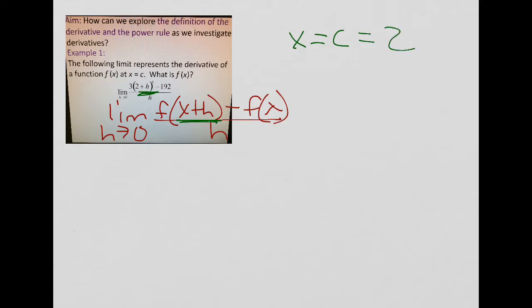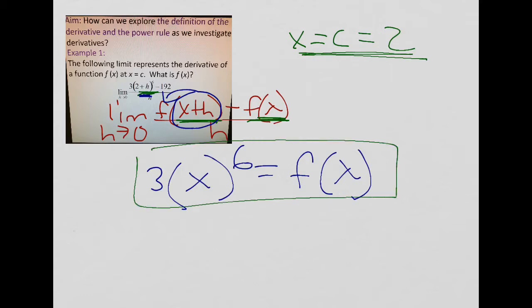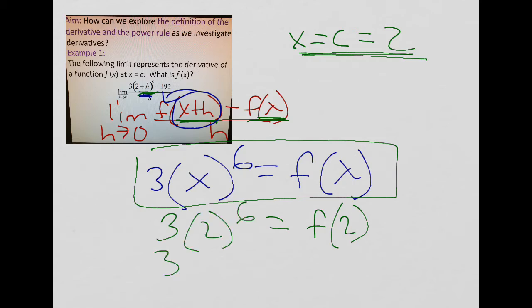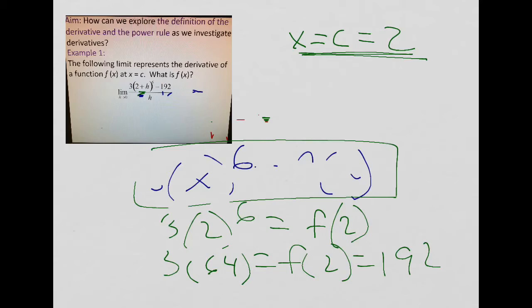And then you should notice, wait a minute, I have to plug this into the function. Well, it looks like I'm plugging 2 plus h into a function of x, and this would be the function, okay? And this is f of x. Well, if x is 2, okay, then this makes sense. This is f of x, because f of 2 is 3 times 2 to the 6, which will multiply out to be 3 times 64, and 3 times 64 turns out to be, hey, 192. Okay, so let me erase that, and we're going to come back to this.